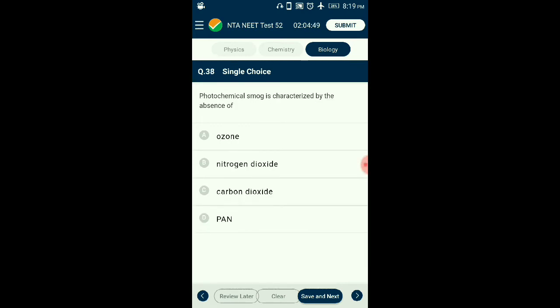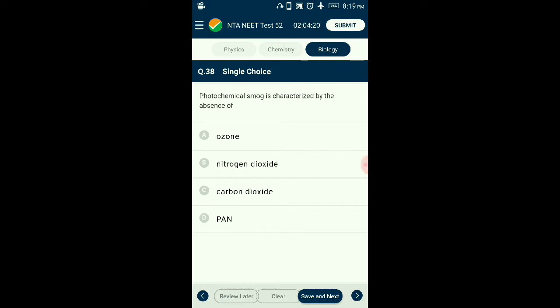Photochemical smoke is characterized by the absence of... Smoke is formed by a combination of smoke and fog. Photochemical smoke results from the combination of smoke, hydrocarbons, nitrogen oxide, and oxygen along with UV light, resulting in the formation of peroxyacetyl nitrate, generally called PAN, ozone and nitrogen oxide, consequently leading to reddish brown smoke.